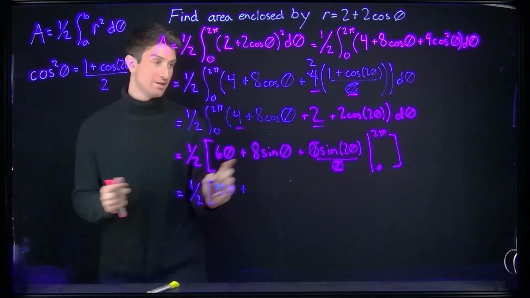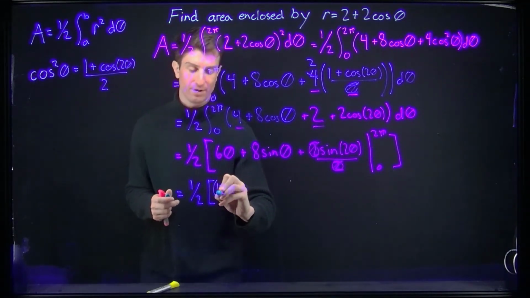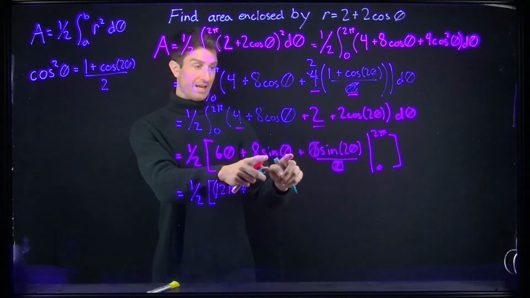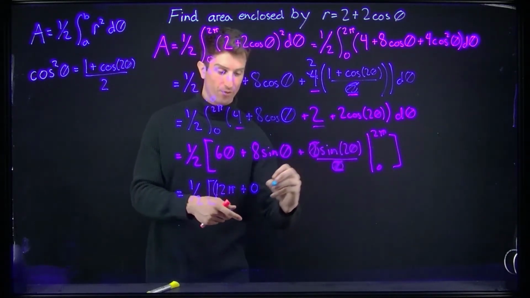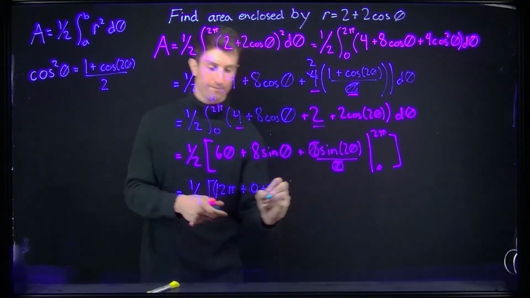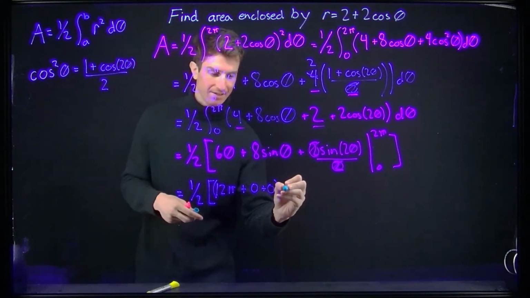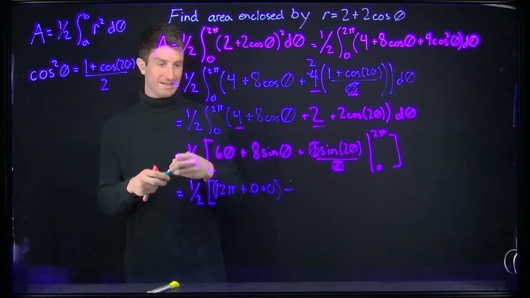Plus, and I'll even write it here just to prove a point. So this is when we plug in 2 pi. Right? Sine of 2 pi, that's going to be 0. Plus sine of 4 pi, that's a 0. Minus, now what happens when I plug in that 0 there?